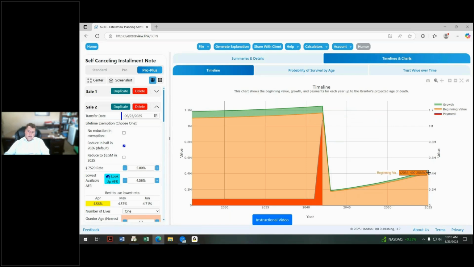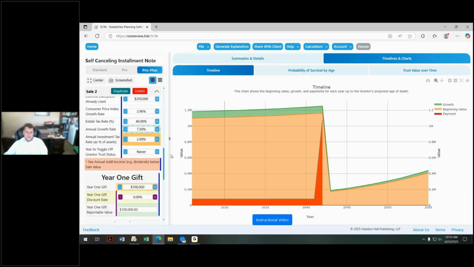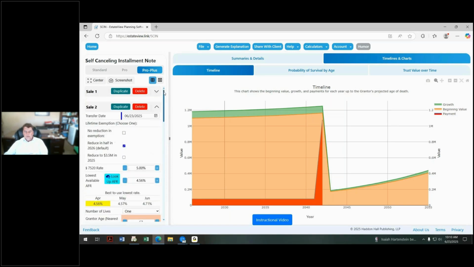And then we come back up to the growth as well. So using just a basic self-canceling installment note with our basic assumptions that we have here, the 7.5% growth rate over time, no discounts or anything else applicable. Even just using this basic planning technique, even if the grantor survived, you would still be transferring close to $200,000 worth of wealth out of the estate.